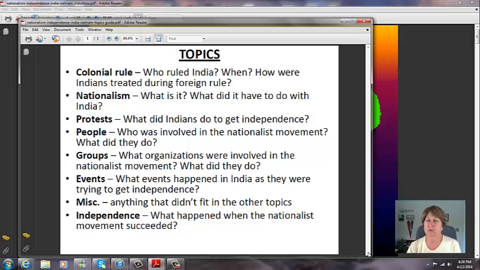Protests. What did Indians do to get independence? How did they go about it? People. Who was involved in the nationalist movement? What did they do? Groups. What organizations were involved in the nationalist movement? What did they do? How did they help?